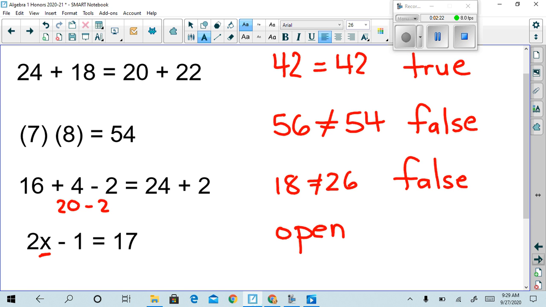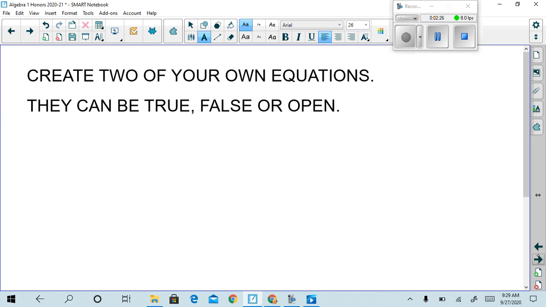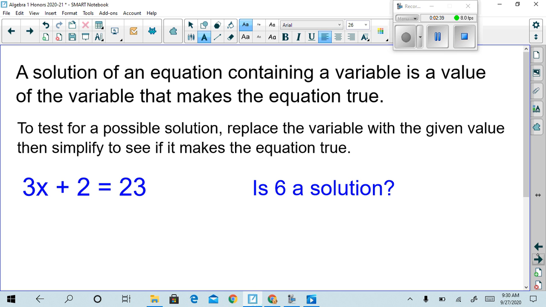I want you to now create two of your own equations. They could be true, they could be false, or they could be open. And we're going to share some of yours in class today. On to the next part of this lesson.